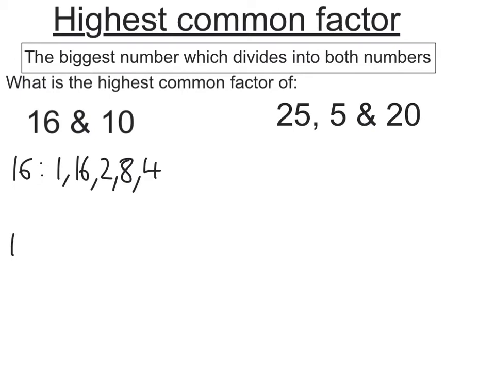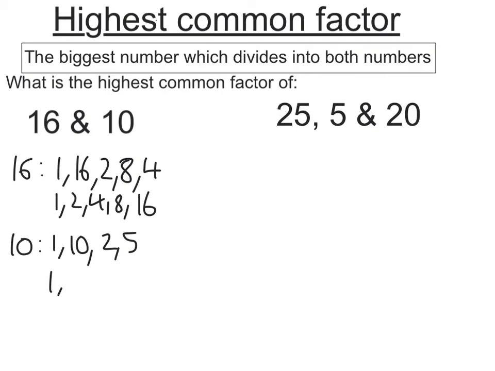Let's do the same for 10, which we did in the other one. 1 and 10, obviously, 2 and 5. 3 doesn't divide it, 4 doesn't divide it, so that's all that's left. Okay, let's just reorder them and probably make life simpler to find the biggest factor.